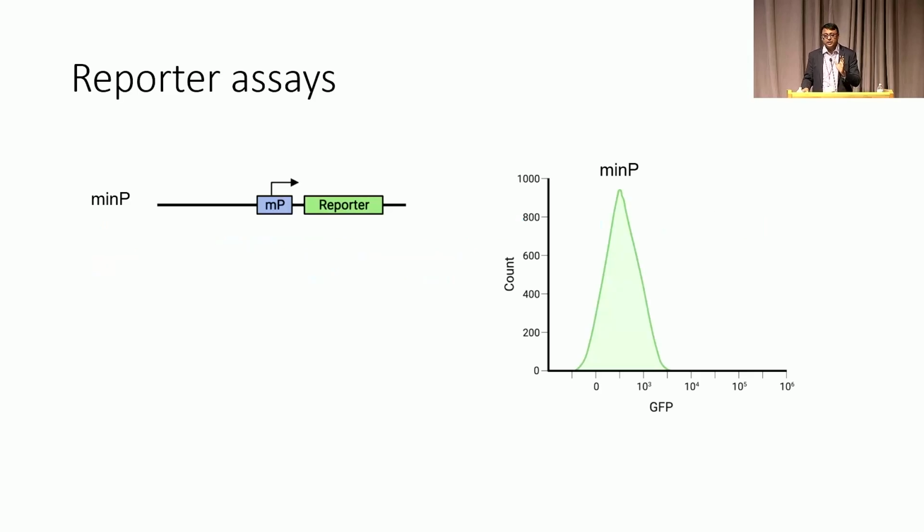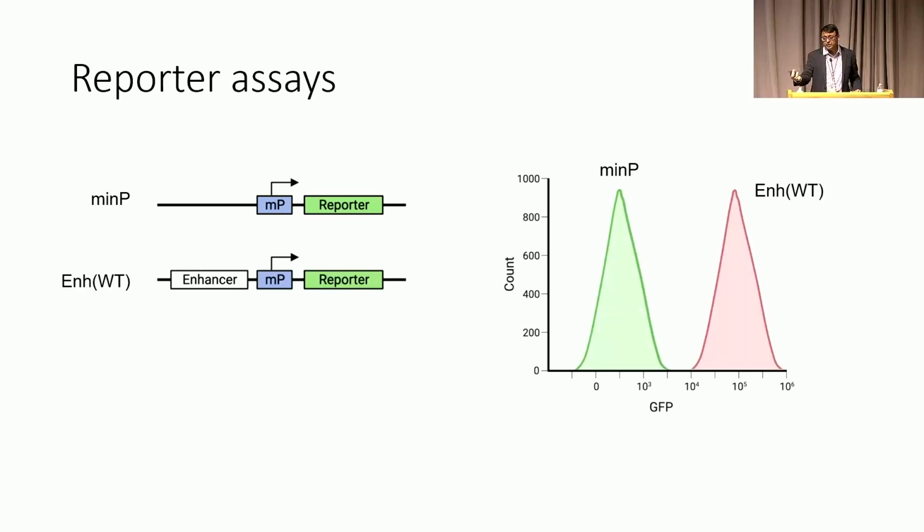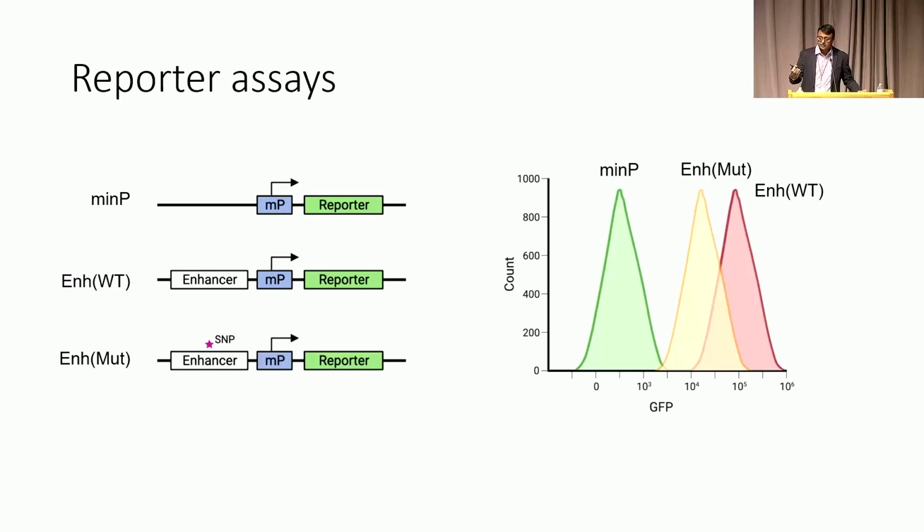So one approach to study enhancer elements, in addition to CRISPR deletion, is by doing reporter assays. This has been well studied in the field. The way the reporter assay works is you have a minimal promoter that drives the reporter gene, and if you clone an enhancer element upstream of this reporter, you get higher reporter expression. On the other hand, if you have a genetic variant in this enhancer which inactivates its function, it decreases the reporter activity. And thus, you can test if a genetic variant is inactivating the enhancer.